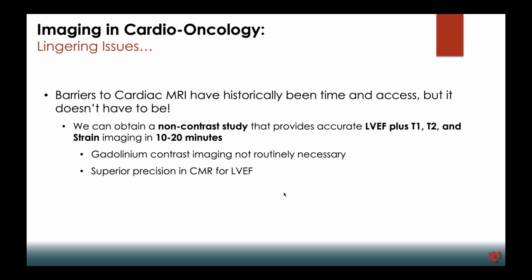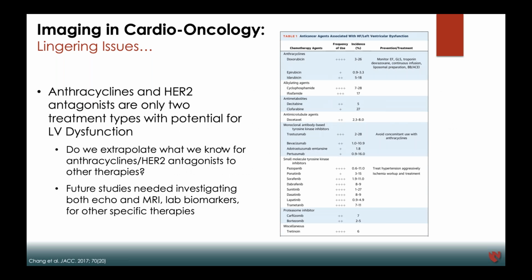Again, barriers to cardiac MRI shouldn't really be there. Yes, it's not every center, but don't be worried about the length of the study or that you might have to give contrast to a patient with renal disease. You can get a non-contrast study that provides ejection fraction, T1, T2, and strain imaging in 10 to 20 minutes. And also, gadolinium contrast imaging may not be routinely necessary if you're just looking for ejection fraction.